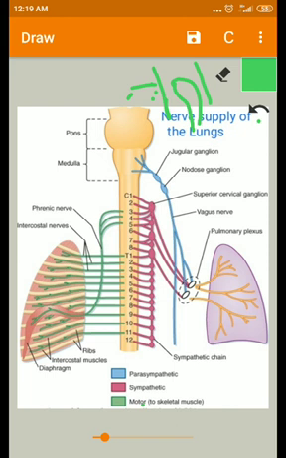the lung. Okay, so this is about the nerve supply of the lungs.